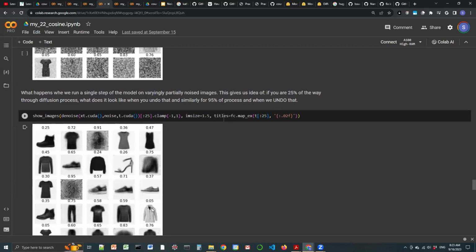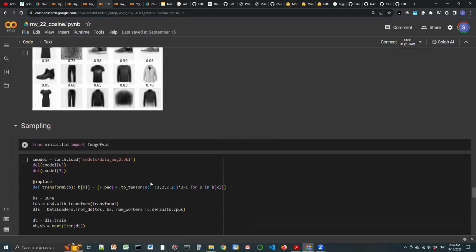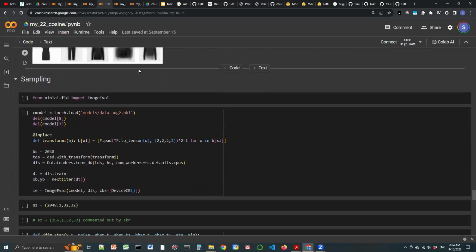So when you're 5% through and you undo that 5% of the noise addition, you get a fairly good image. When it's 95%, you kind of struggle. Or when it's 75, 65, you struggle. 91, obviously, right? But at low percentages, you are able to extract out the noise pretty well. Even up to 0.47, you can clearly see the underlying Fashion MNIST image.